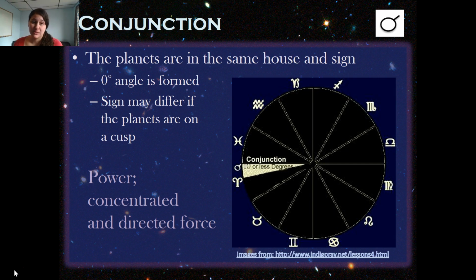The signs can be anything. The position in the chart can be anywhere. It doesn't have to be in the first 10 degrees like it's shown in this image. It can be anywhere. So once you identify a conjunction, usually it just means that there's power in that sign, that there's a concentrated or directed force of whatever nature the sign and house is located in.